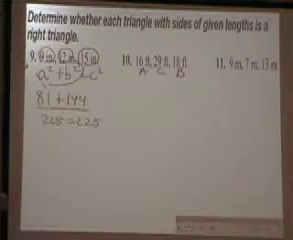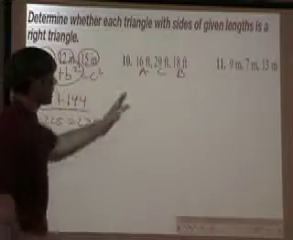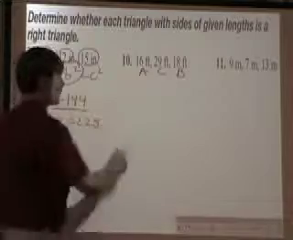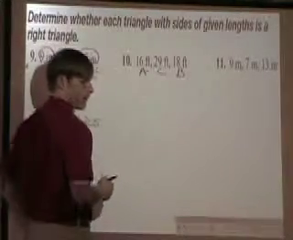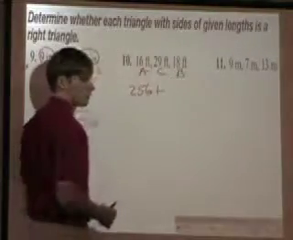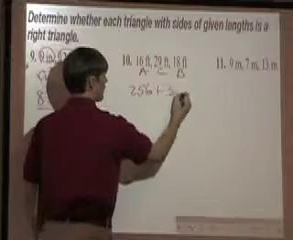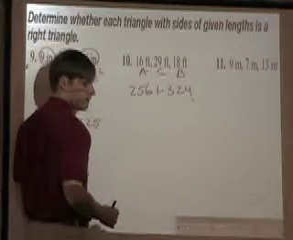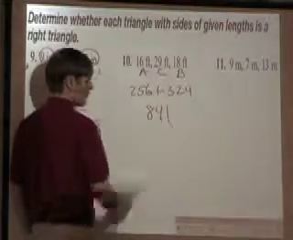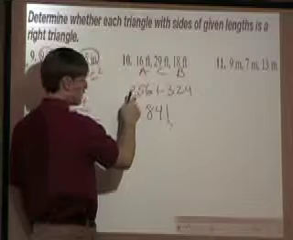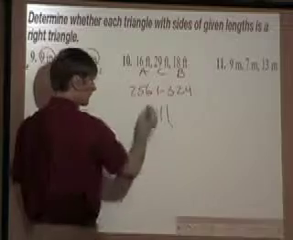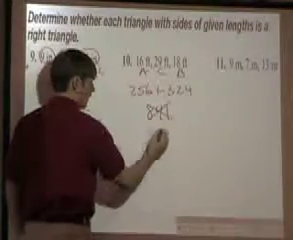Now on the second one, it's a little different because it's out of order, but that doesn't matter. We know A is the smallest number, which is 16. What's 16 squared? 256. Plus, what's 18 squared? 324. Add those up, what do you get? 324 plus 256? Oh, 580. So when you add them up, it equals 580.